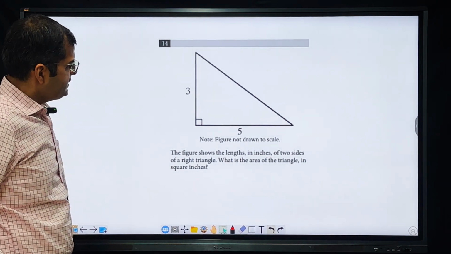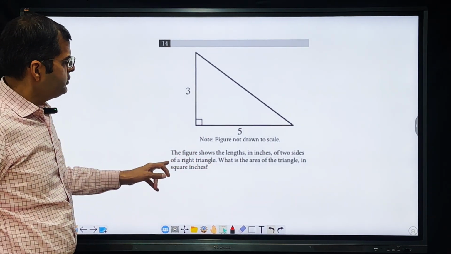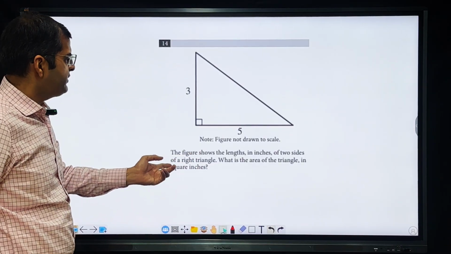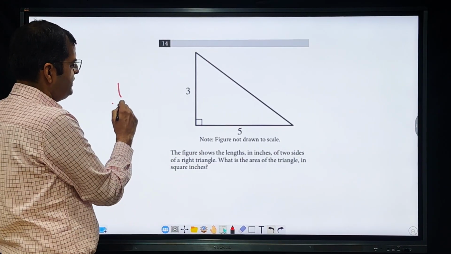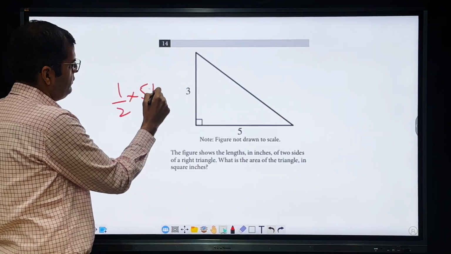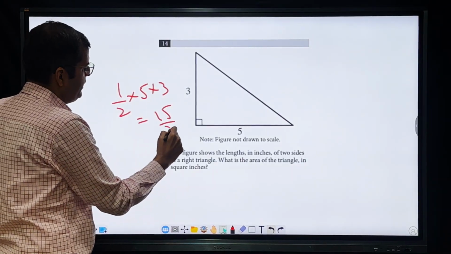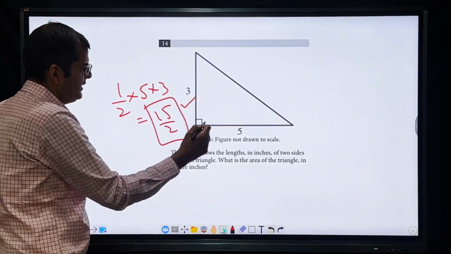Now this question says the figure shows lengths in inches of two sides of a right angle triangle. What is the area of the triangle in square inches? Area of this triangle is half into base into height. So half into 5 into 3, which is 15 by 2. 15 by 2 is the right answer here.